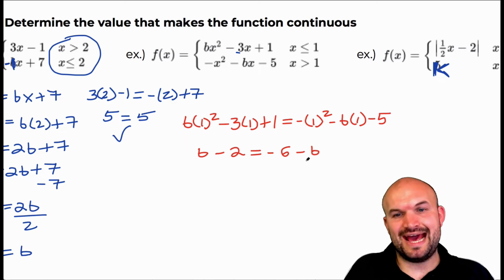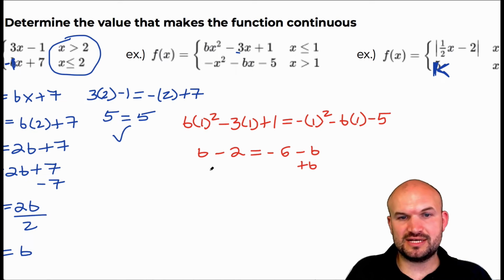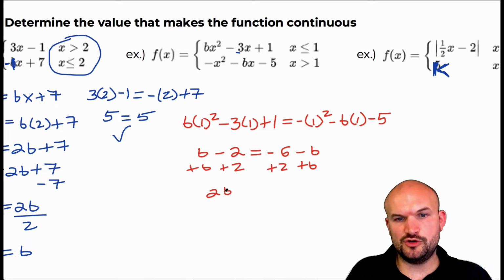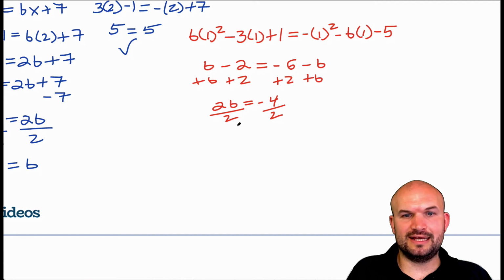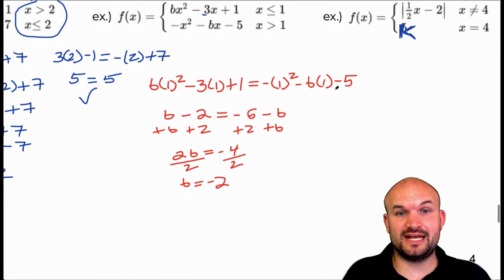Now what I can do is add the b's to both sides and then add the 2 to the other side. So by adding a b onto both sides and then adding a 2 to both sides using your properties of equality, I get 2b equals negative 4. Divide by 2, and I get b is equal to -2.